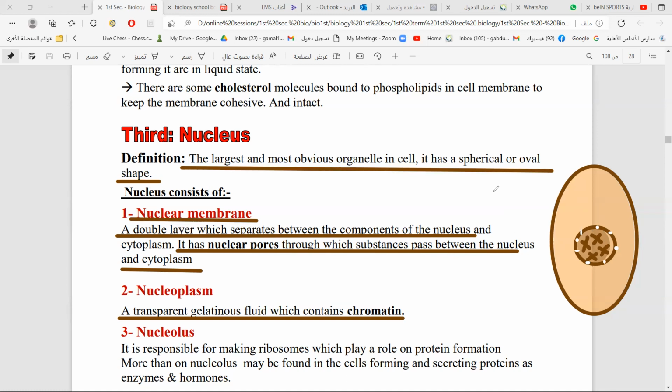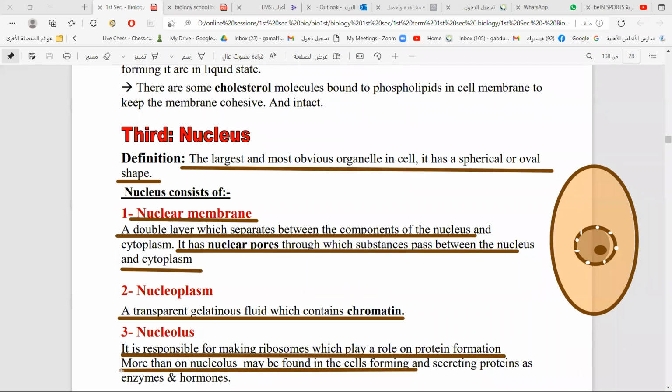And also there is something called the nucleolus found inside the nucleus. It is a dark spherical object, and it helps in making ribosomes. It has a function in making ribosomes. It is responsible for making ribosomes, which play a role in making protein.